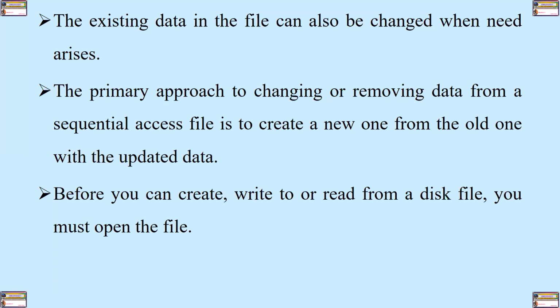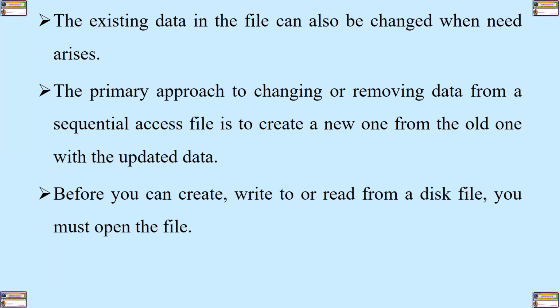Before you can write to or read from a disk file, as I've said, you need to open the file first. Why? There's no way you can write data to a closed file. There's no way you can read data from a closed file. There's no way you can modify existing data in a file if the file is not open or if the file cannot open.